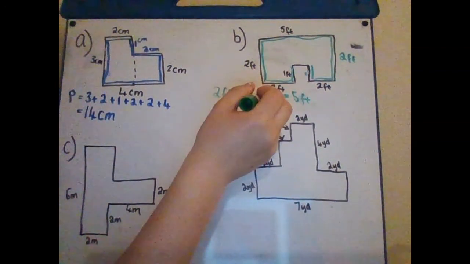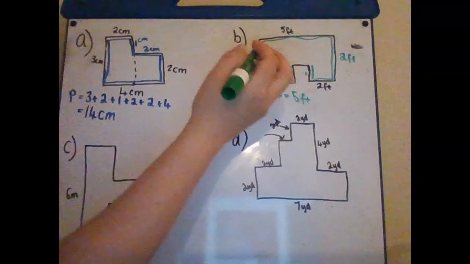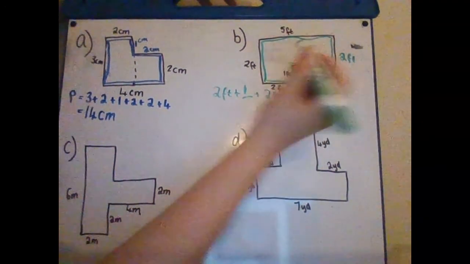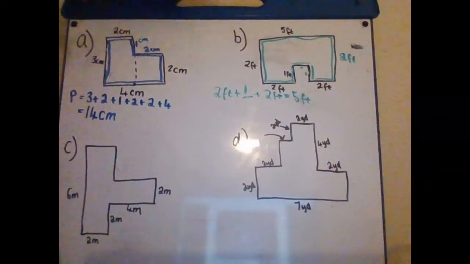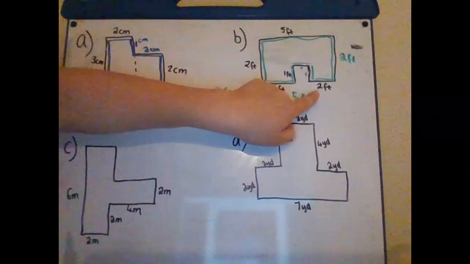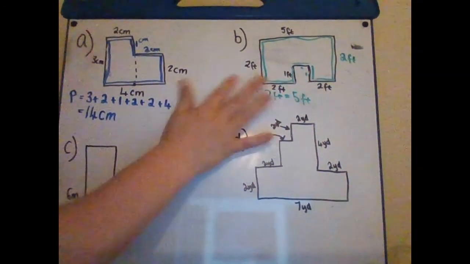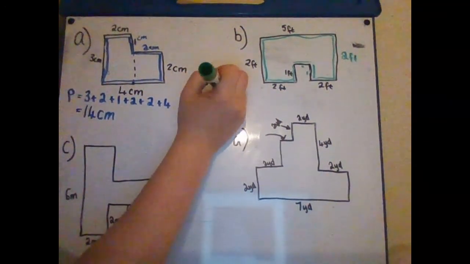2 add 2 is 4, so this has to be 1. That means this length in here has to be 1 also, because it's opposite the 5 feet. 2 feet, add 2 feet is 4 feet, add another 1 gives me the equivalent of the 5 feet over there. So let's add them all up for the perimeter.